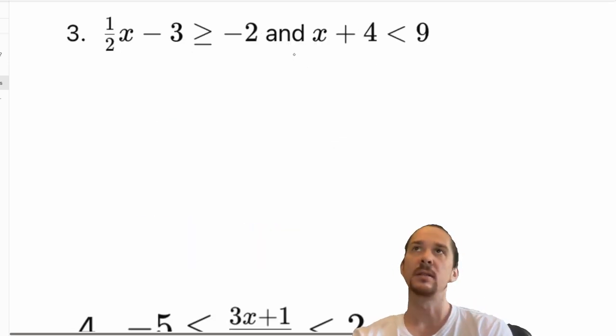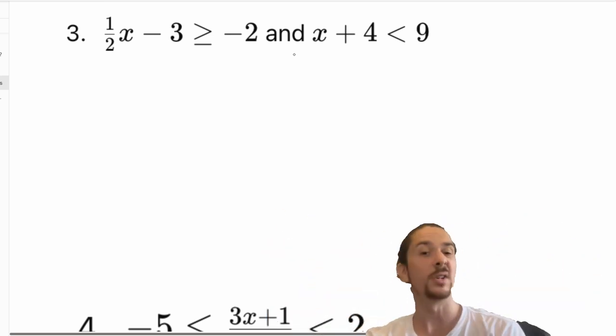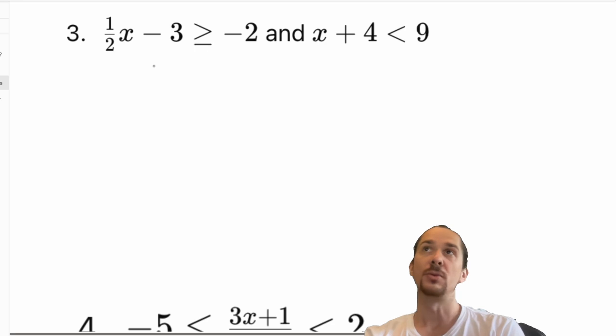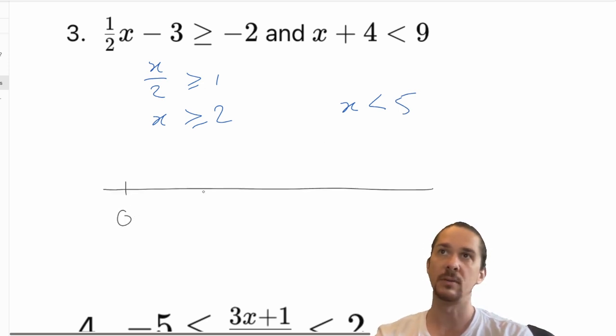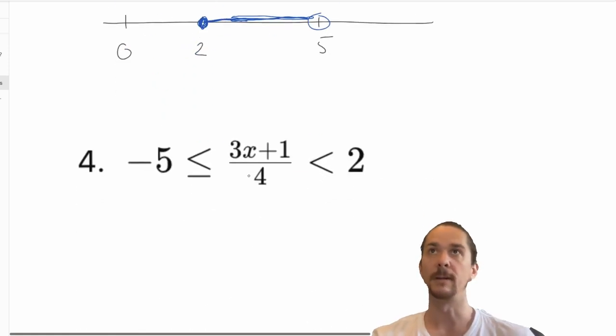Okay, so now this is a little bit different because we have these two inequalities that are not in one big statement, they're separate statements. So we're going to solve each of them for x, and then we're going to put them together. So in this case, let's add 3 to both sides. So we've got half of x is greater than or equal to 1. In other words, x is greater than or equal to 2. And then over here, we have x is less than 5. So if we take a number line, say 0, 2 can be there, 5 can be there. And so what we know is that x is greater than or equal to 2, that's this direction, and x is less than 5. So that's what our solution is going to look like.